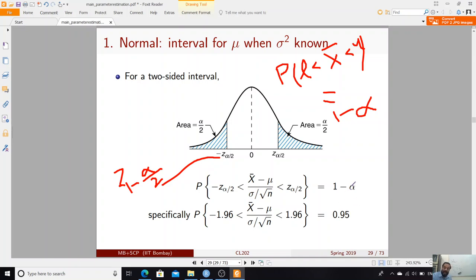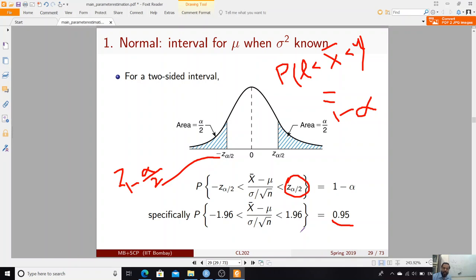For 1 minus alpha being 0.95, which corresponds to a 95% confidence interval, we know that z of 0.025 is 1.96. And so when we substitute that value, we can write it as such. So this is the probability that this standardized normal variable lies between minus 1.96 and plus 1.96. You know that roughly 95% of the probability lies between plus minus 2 sigma. So you can see that about 95% of the probability lies between not plus minus 2 sigma, but in some sense plus minus 1.96 sigma, that is more accurate. And this statement is only a reflection of that.